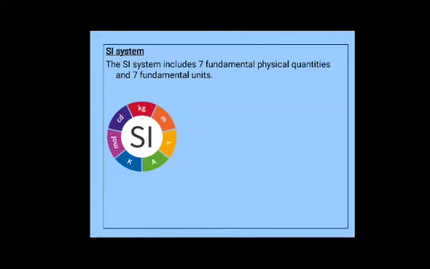In SI system, there are seven fundamental physical quantities and they have their fundamental units. So in MKS, already unit of length was meter, kg and second were included. But these three were not sufficient. So four more were included in SI system. Those are kg, meter, second, ampere, Kelvin, mole and candela.